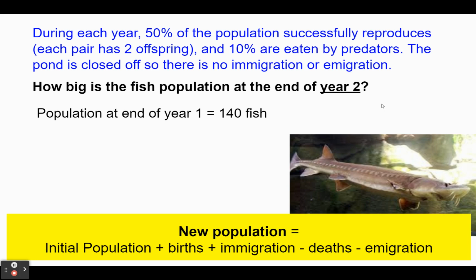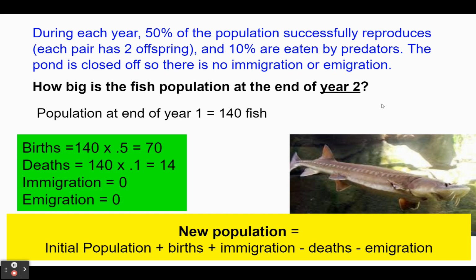Before we plug in our numbers, we have to do some calculations. So our births is going to be 140 times 0.5, or 50%. So we have 70 births. Our deaths is going to be 140 times 0.1, or 10%, and that gives us 14 deaths. Still no immigration and no emigration.